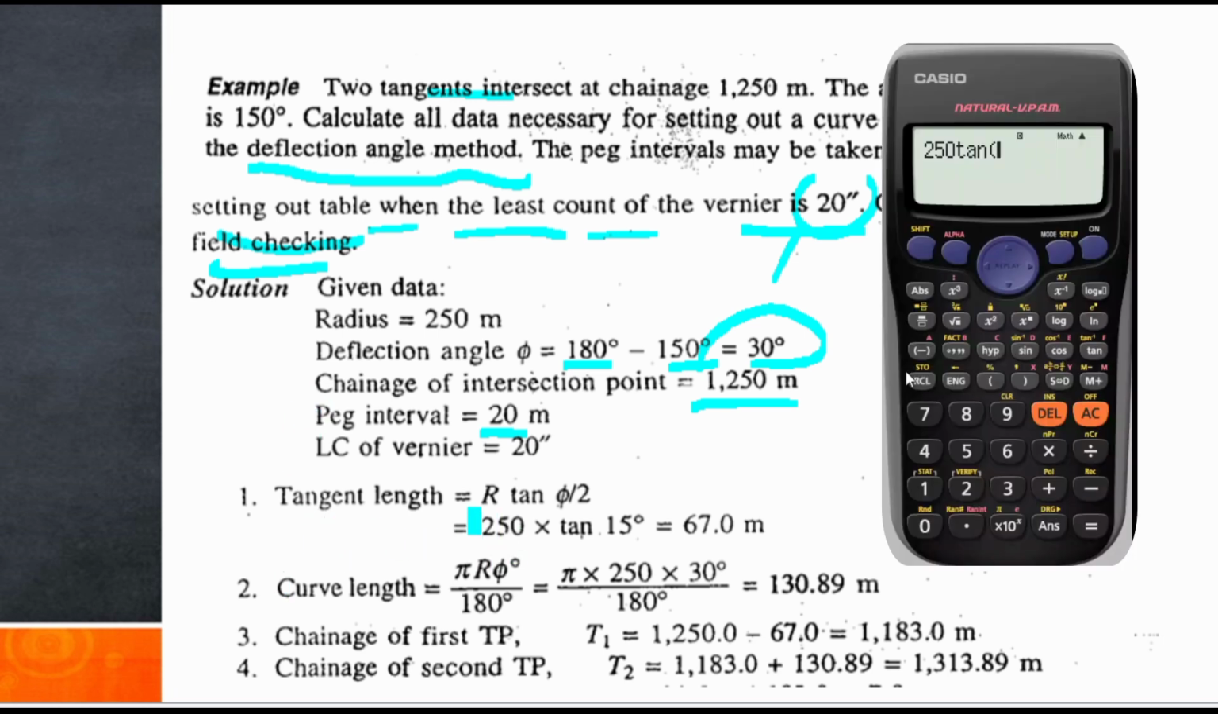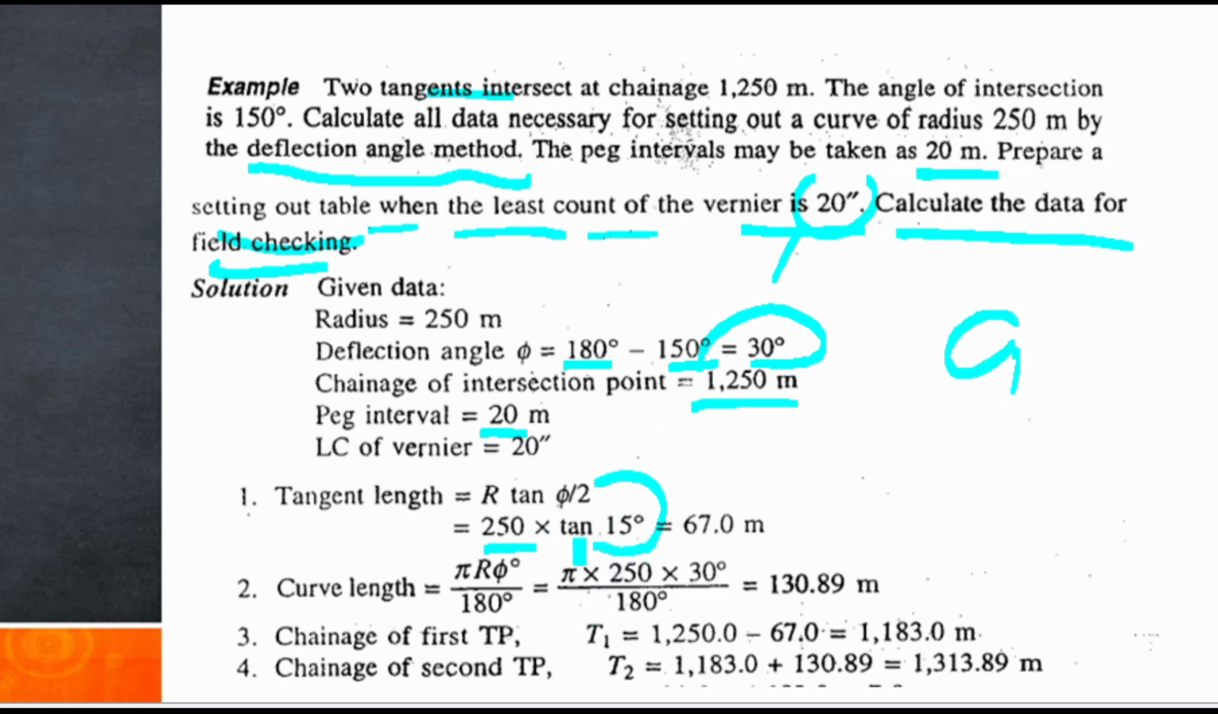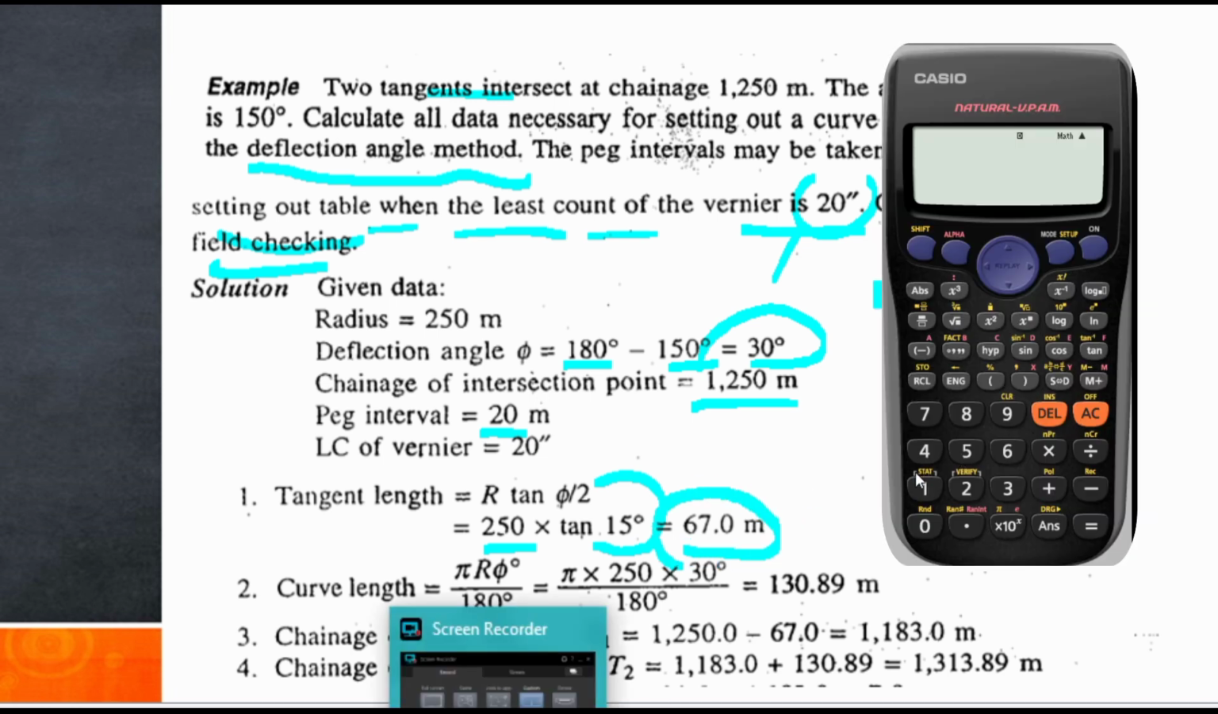Number 1, the tangent length. The formula for calculating the tangent length is R tan theta over 2. By the use of a calculator, make sure you use the calculator properly. So this is tan 15. If you have a simple calculator, make sure you divide first before you press tan. If you press tan 30 divided by 2 using a normal calculator, it will give you the wrong value. Remember that.